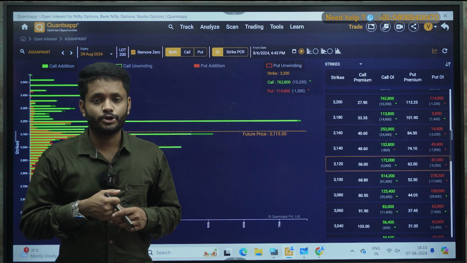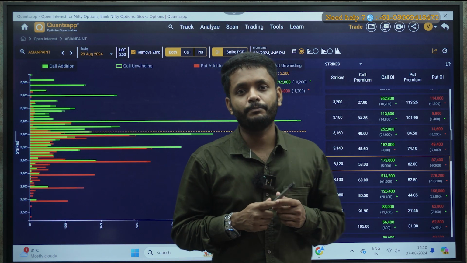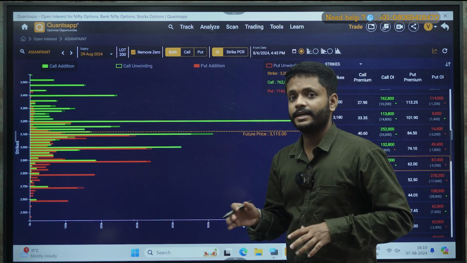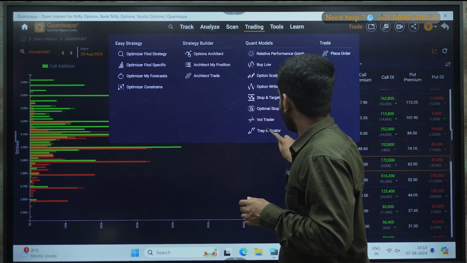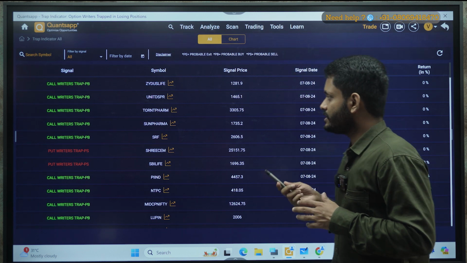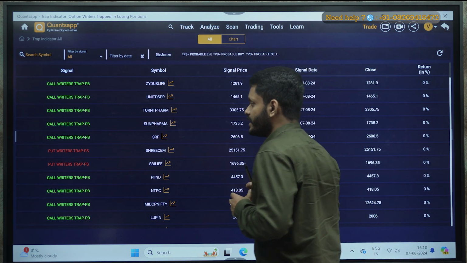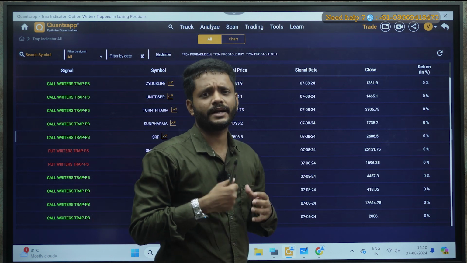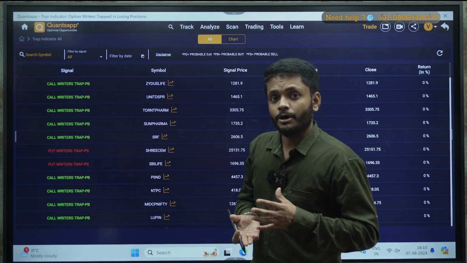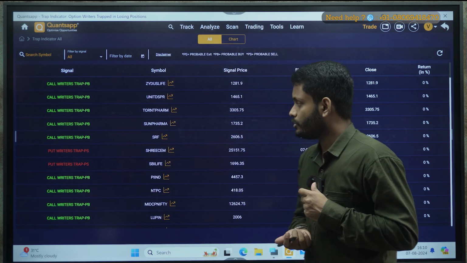But is there any tool which will directly help me find out where the call writers are getting trapped and where the put writers are getting trapped? So for that, go to trading and open the trap indicator. This trap indicator actually gives you the filtered stocks, where the call writers are getting trapped and where the put writers are getting trapped, based on open interest.